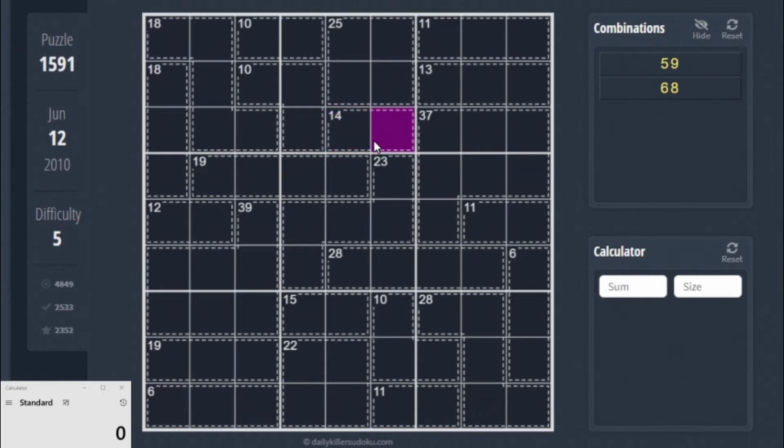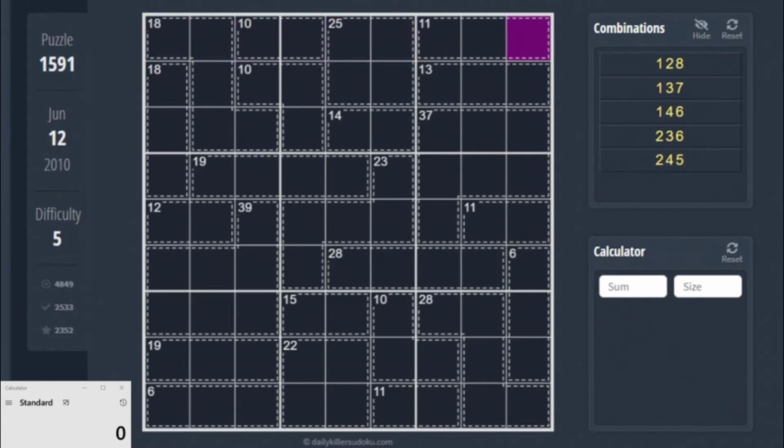As the name says, killer Sudoku still applies the normal Sudoku rules, which is that only a unique number can fit into one row, 1 to 9, or a unique number can fit in one column, 1 to 9. And let's see how it goes.